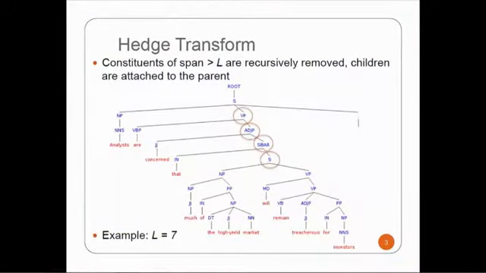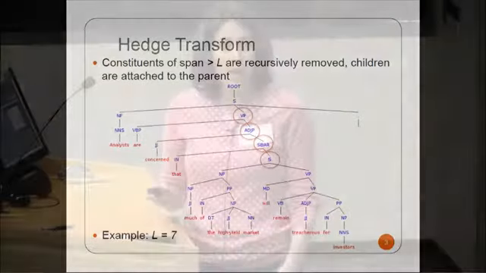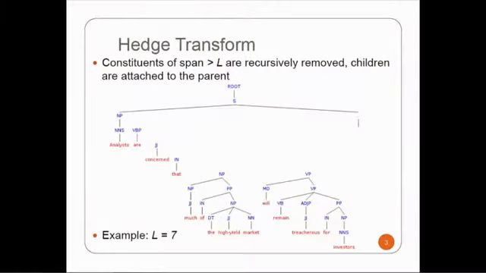Okay, to obtain the constituents that cover up to L words, we do a hedge transform to the original tree. We remove the constituents that span more than L words recursively and connect their children to the parent of the node. This is an example for L equal to 7. These are the nodes that are subject to removal because they span more than 7 words. So we remove those, and we connect the children to the topmost node, which is S in this case.